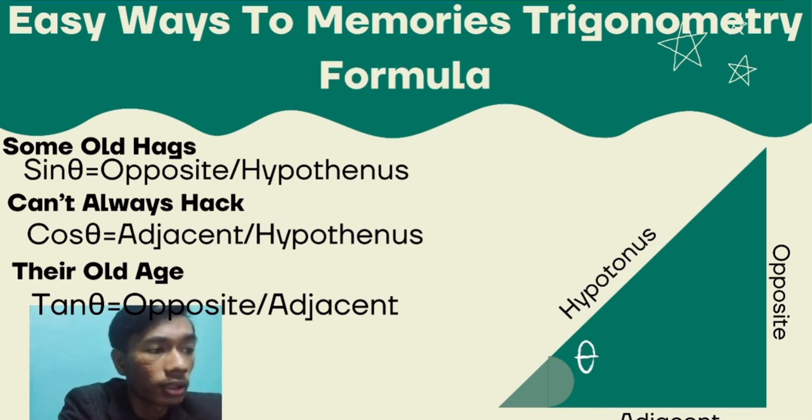Next, the next formula is cos. We will use CAH. Just like the first formula, we use the first letter to represent each side and angle. C for cos, A for adjacent, and lastly H for hypotenuse. And the last formula is TOA. This is the formula for tangent, same as before. T for tangent, O for opposite, and A for adjacent.